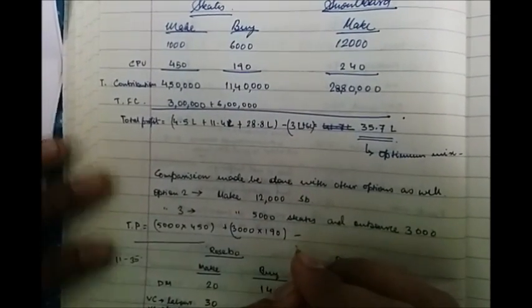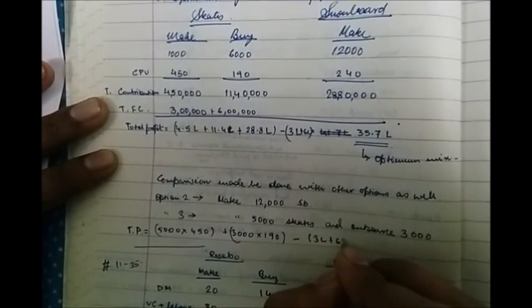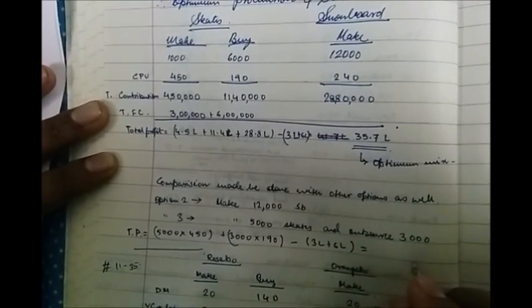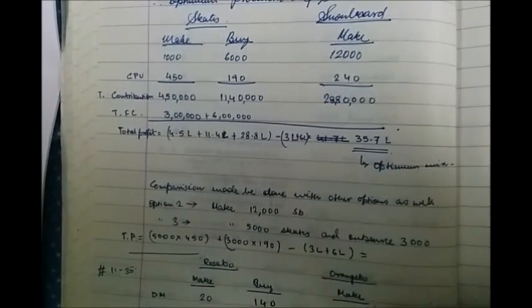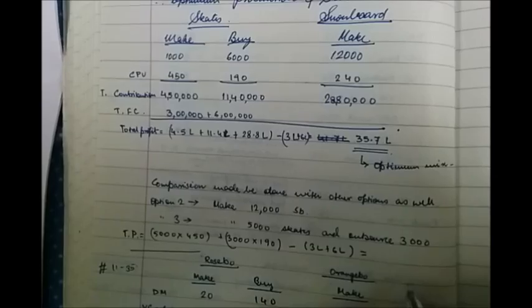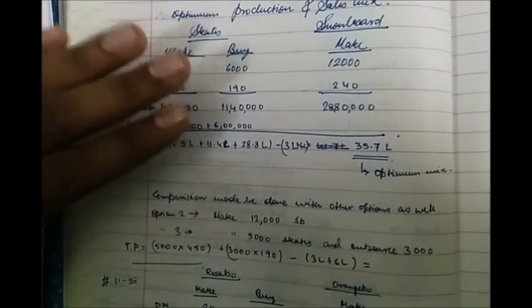For the manufacture, the original fixed cost which will be automatically incurred is 3 lakh and 6 lakh. We will get an amount of profit, and what it comes to will definitely be less than 35.7 lakhs. This is another option, an inter-option comparison to see whether this is the optimum or not.